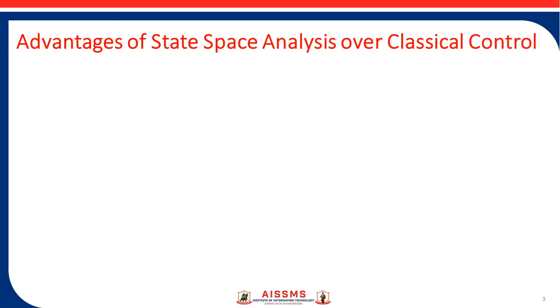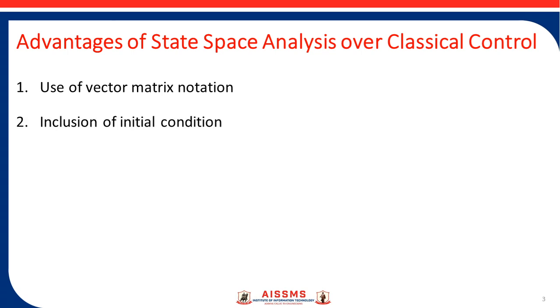Advantages of state space analysis over classical control. The state space representation technique has some advantages over the conventional representation method, that is transfer function. Use of vector matrix notation: the use of vector matrix notation simplifies the mathematical representation of a system. The transfer function approach assumes zero initial condition and hence initial conditions cannot be included in the design, whereas the state space method allows inclusion of initial conditions.